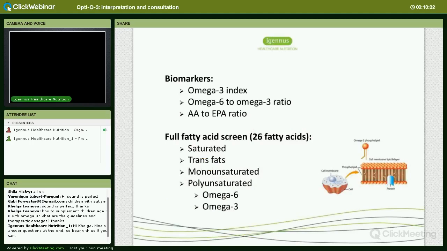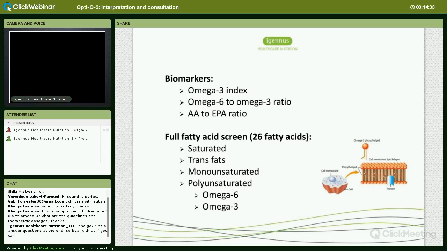So I've mentioned biomarkers. We look at our biomarkers, so the omega-3 index, the omega-6 to omega-3 ratio, and the AA to EPA ratio. To obtain these biomarkers, we need to screen for fatty acids. So we screen for saturated fats, trans fats, monounsaturated fats, and obviously the polyunsaturated fats, omega-6 and omega-3. And we screen for 26 fatty acids in total.